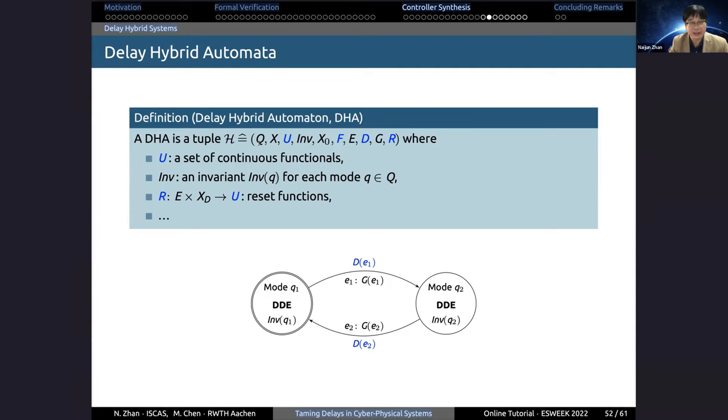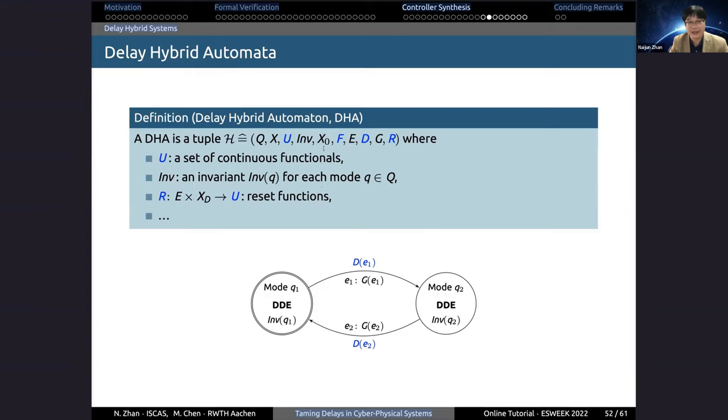Q is the same as in the classical hybrid automata, and stands for a finite set of modes. X stands for a set of continuous state variables. U is a new one, a set of continuous functionals, which is used to define the state space of the delay hybrid automata. Invariant is the same as in the classical hybrid automata, and is used to define the domain in each mode. The continuous evolution can stay in a mode only if it holds. Also, we define a set of initial states, the starting point of the system.